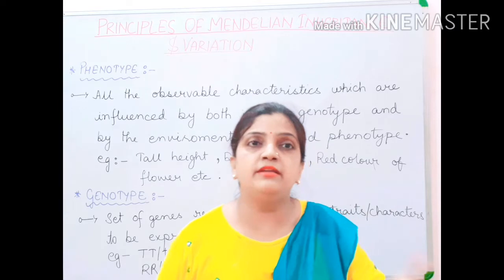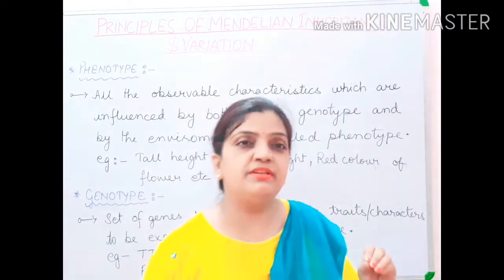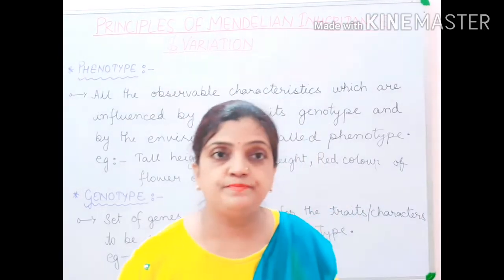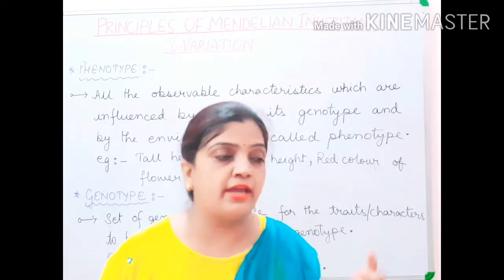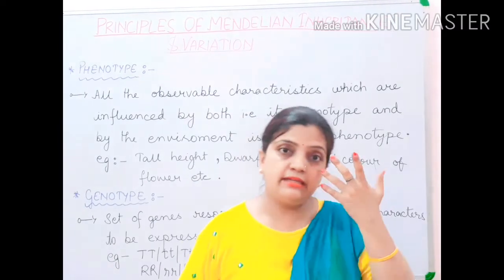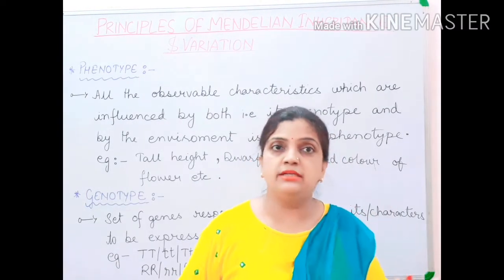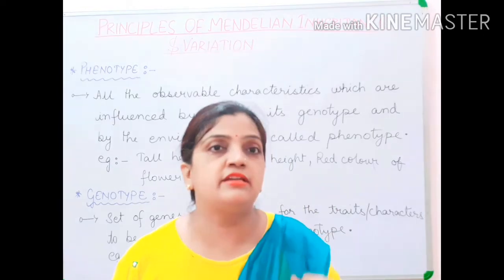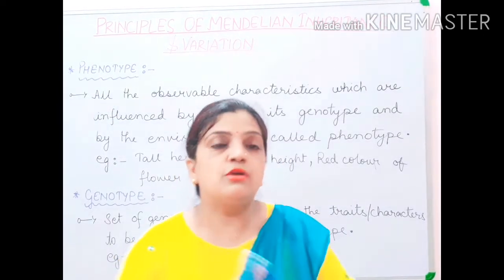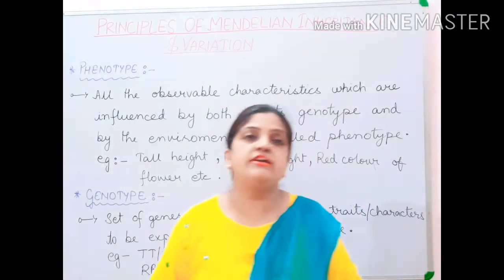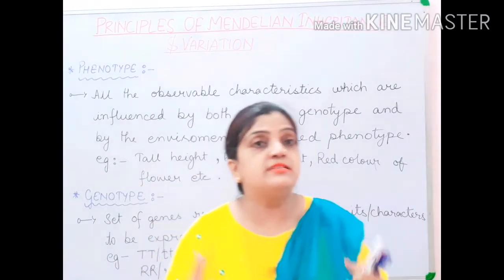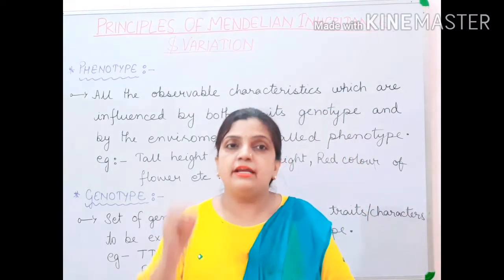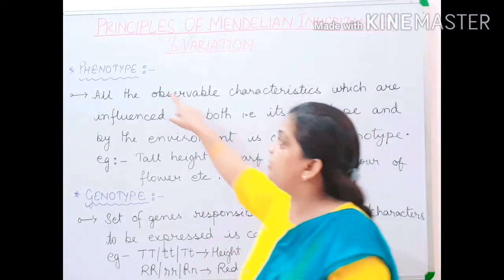The human being is fair in complexion. The human being is whitish in complexion. The human being is blackish in complexion. The hair color is a little brownish. The hair color is a little black. Eye color can be blue, it can be brown, it can be black. Children, these colors, these different characters, we can see with our eyes. So those characters which are observable, those characters which are easily expressed and we can see with our naked eyes, those characters are called phenotype.